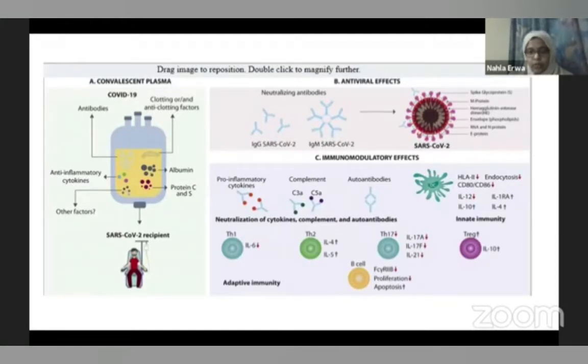It can do other things like neutralizing complement factors and reducing the cytokines and doing other things that we know that immunoglobulin products can do, and this leads to immune modulatory effects of the immune system. So these are the presumed benefits of getting fresh frozen plasma, or the convalescent plasma.